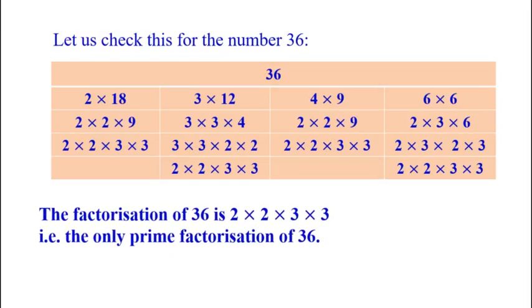So, the factorization of 36 is 2 into 2 into 3 into 3. In each column of the factorization of 36, in the last line, all the factorizations are the same. So, the only prime factorization of 36 is 2 into 2 into 3 into 3. So, this is the factor tree of 36.